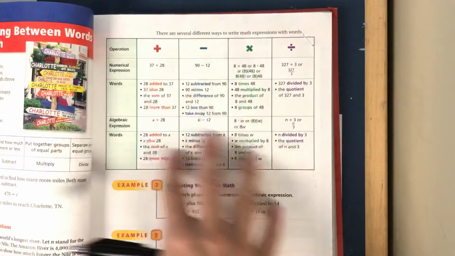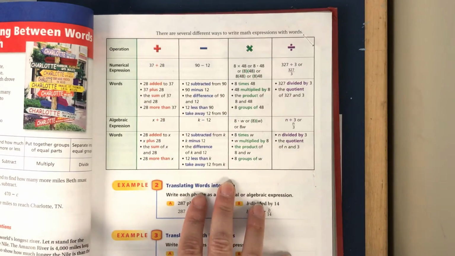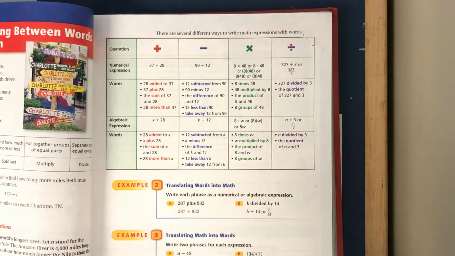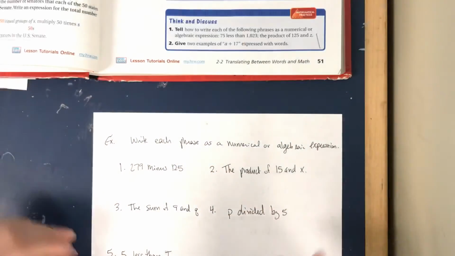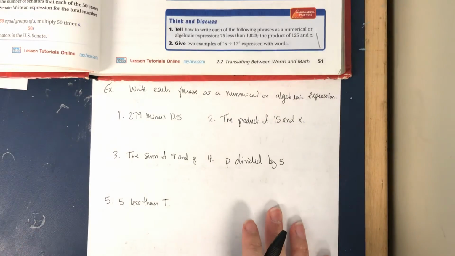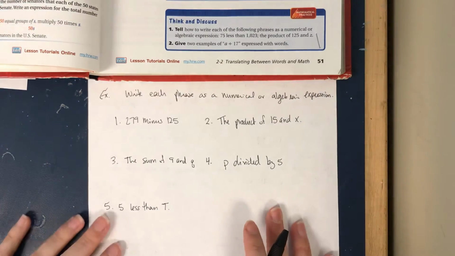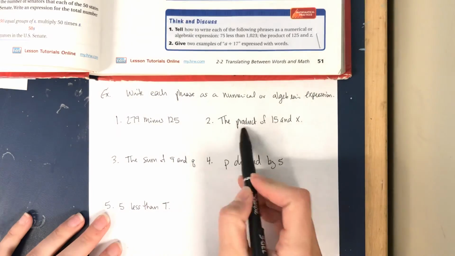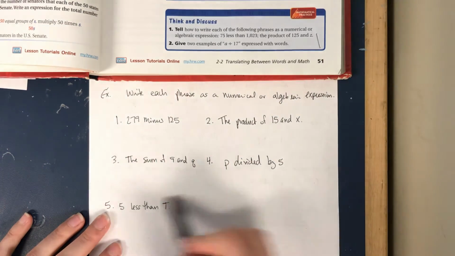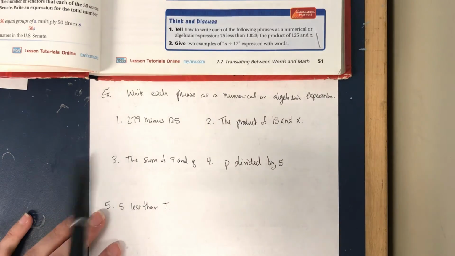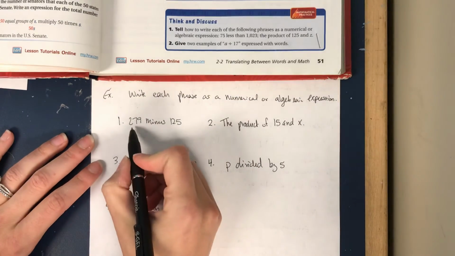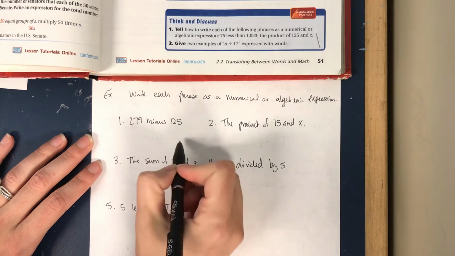So like I said, this is a really good thing for you to look at. If you can take a picture on your phone or write it down if you want to, just make sure that you come back and look at it and visit it for a little bit. And the reason I say that is because now we're going to write phrases as numerical or algebraic expressions. And you see I have those words here, and I don't have an expression, so I have to look at what the wording is. So first of all, fairly simple hopefully, 279 minus 125.